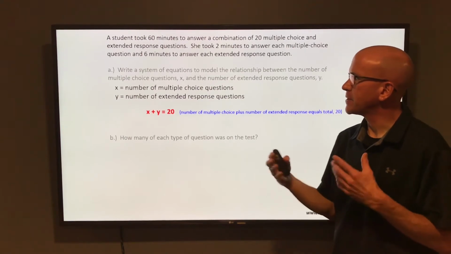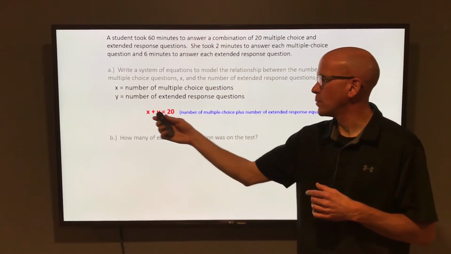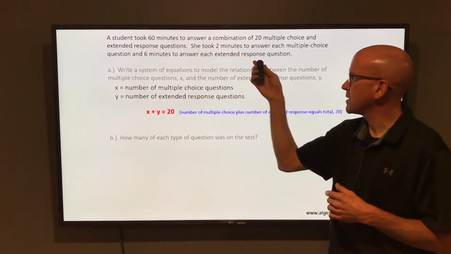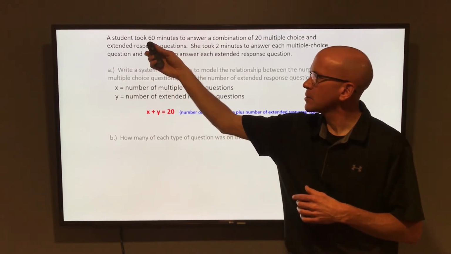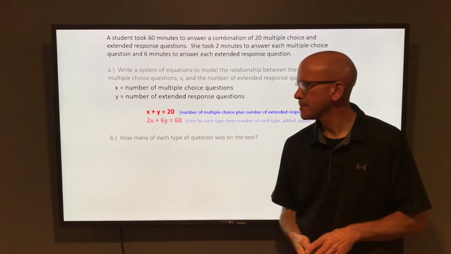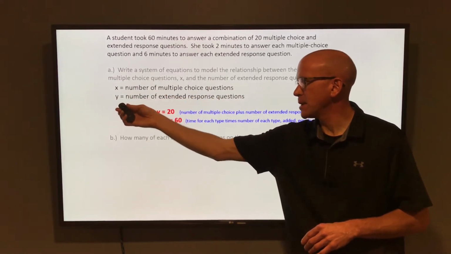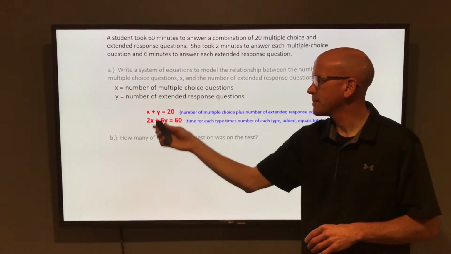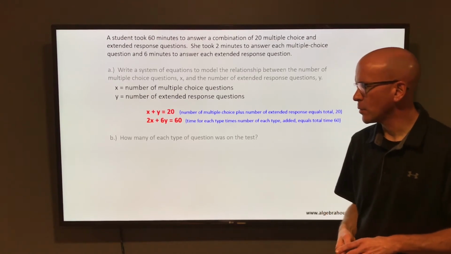Now let's think about the time. She took 2 minutes for each multiple choice question, so it'd be 2 times x. 6 minutes for each extended response question, so for time it'd be 6 times y. And remember, she took 60 minutes to take the test. So 2 minutes for a multiple choice, 2x, 6 minutes for an extended response, that's 6y. Total minutes is 60. 2x plus 6y equals 60. That's the system of equations we want to use.